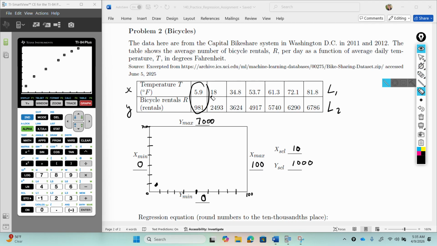Okay. My next point would be 18 comma 2493. So 20's here, 18 would be about there. And then 2493 is very close to 2,500. And 1,000, 2,000, 2,500 would be about there. And see, let's look at this. See how just doing it this way, I am getting a very accurate reproduction of this.